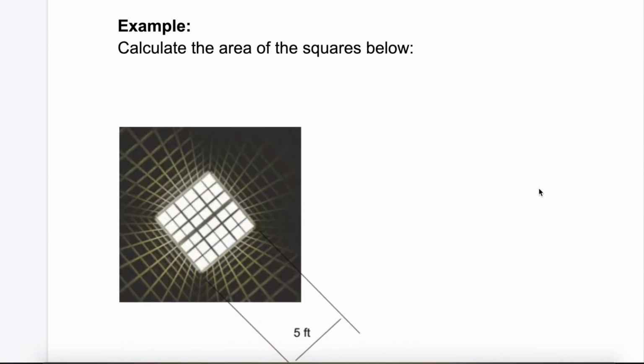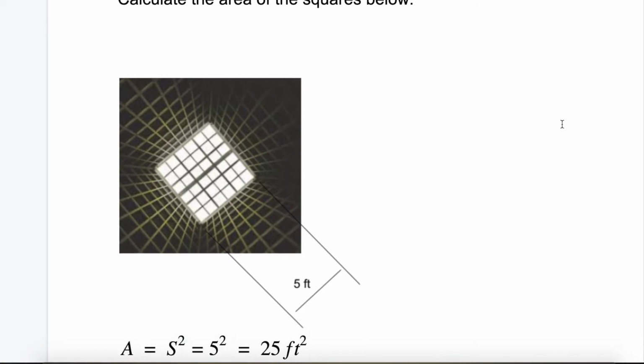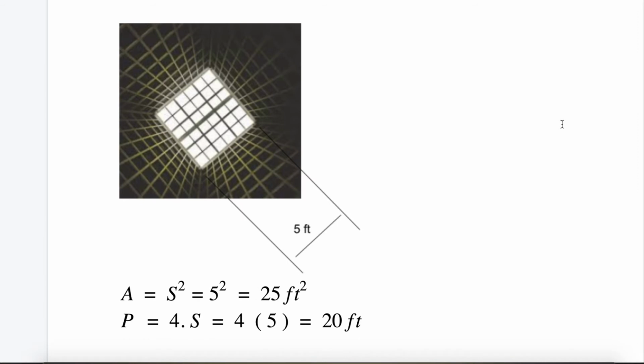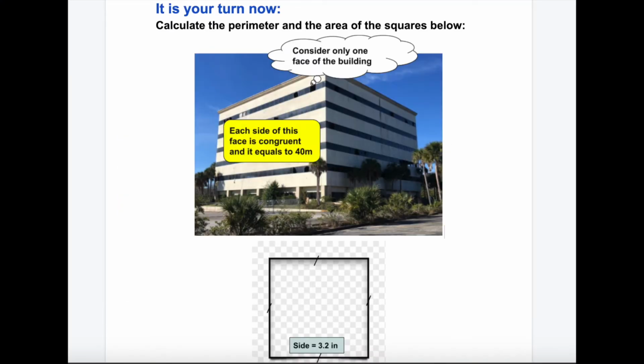Example, you have a square here. Every side is 5 feet. So the area is S squared, which is 5 power 2, which is 25 feet power 2. Perimeter is 4S, which is 4 times 5, which is 20 feet. It's easy. Another example from your life. You have a square. Every side is 6 meters. So area equals S power 2, which is 6 power 2, which is 36 meters squared. And perimeter equals 4 times S, which is 6 plus 6 plus 6 plus 6, or 6 times 4, 24 meters. It's your turn now to answer the upcoming questions.